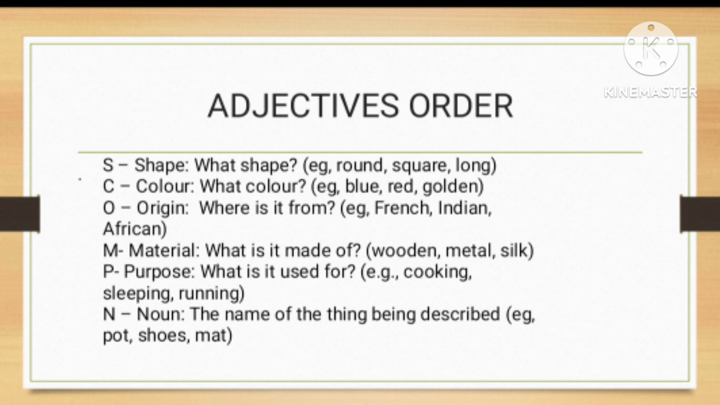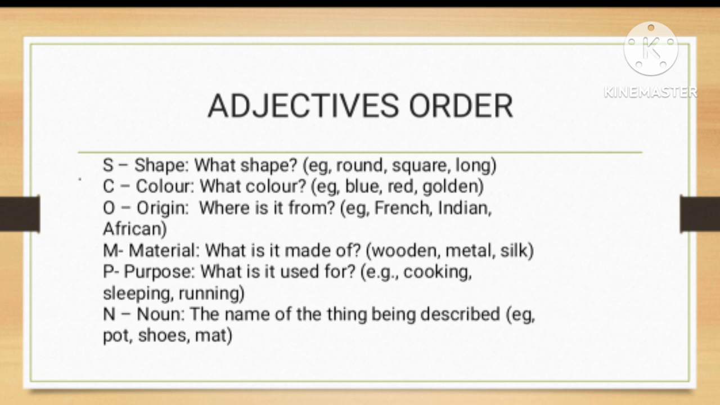Now after material we have purpose. Purpose, what is it used for? Is it for cooking? Is it for writing? Is it for sleeping? Is it for running? Now after purpose, what we'll have next is N, the Cosas Comp N. The N is the name of the thing that is being described, the name of the thing that all of the adjectives describe. Is it pot? Is it mat? Is it house? What's the name of the thing that all of the adjectives describe?